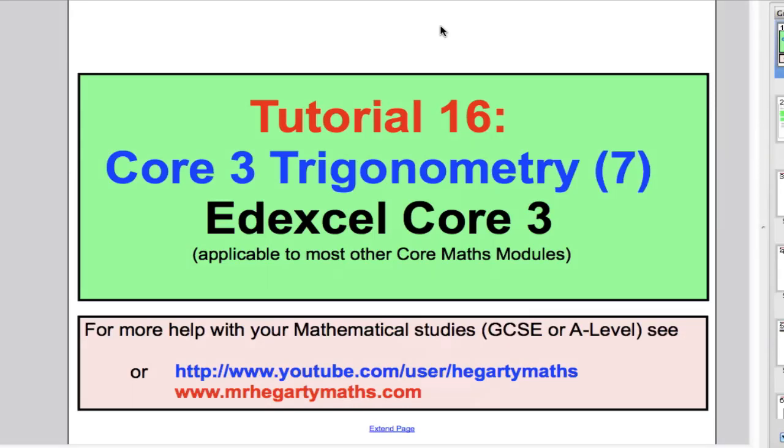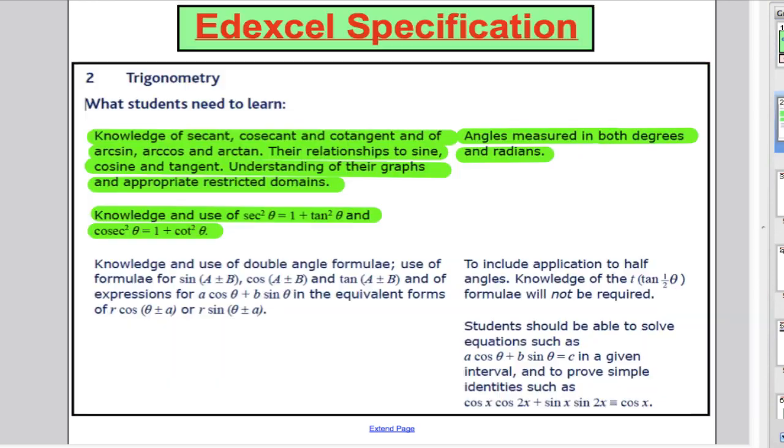Hi there and welcome to tutorial 16, which is the 7th video on trigonometry for the Core 3 Edexcel Maths A-Level course. As always, we take a look at the scheme of work just to see what we're going to do. We've done everything in green so far, and now we're moving on to this section here.